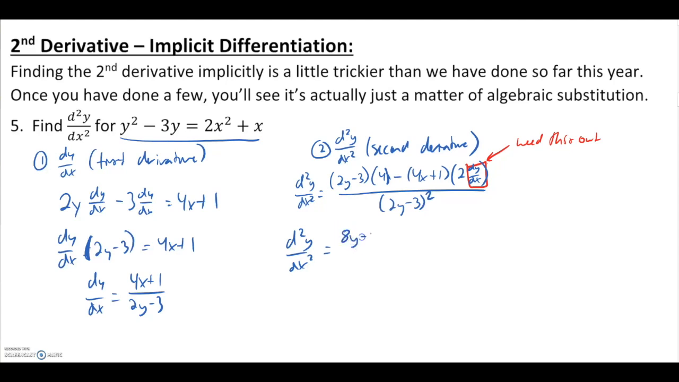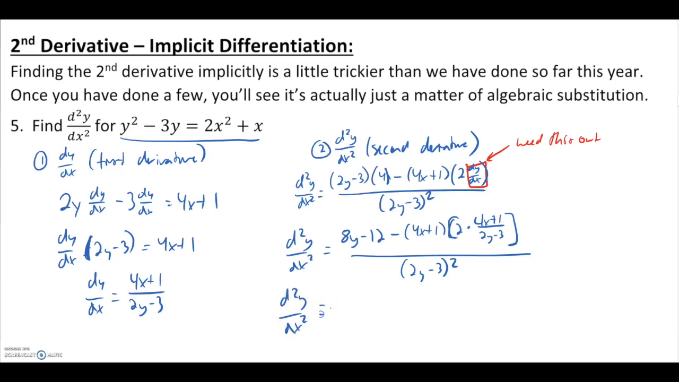So we're going to get 8y minus 12 minus, I'm going to keep these ones because I still have to deal with this dy dx, 2 times our first derivative, which was 4x plus 1 over 2y minus 3. And all over 2y minus 3 squared. So you get to that point, and you can do some more algebra and try to get this thing sorted out a little bit better. Maybe something a little bit more like this, where I can take that 2 and that 4x plus 1 and say I've got 2 times 4x plus 1 squared over 2y minus 3.